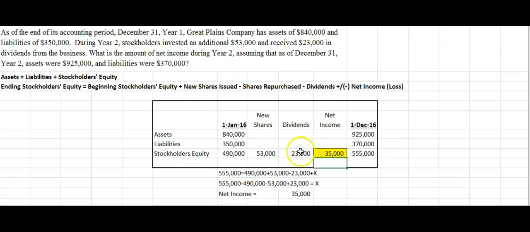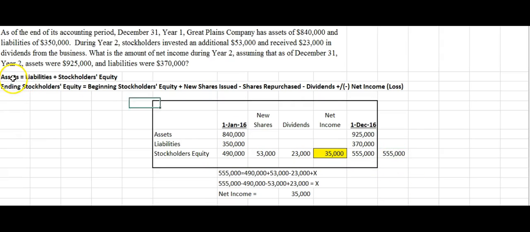you will notice, let's make this negative again. Well, I can't make it negative. It's going to ruin this here. But if you do that, you will notice that 490 plus 53 minus 23 plus 35 is going to equal 555. I'll do it here just to show it to you. This plus this minus this plus this is 555, okay?